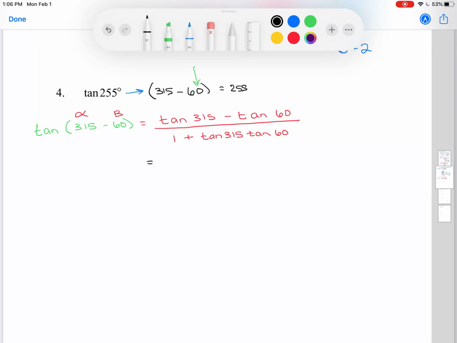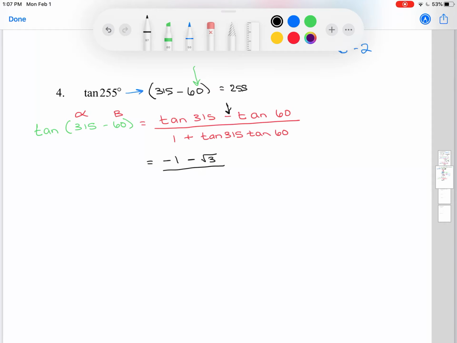Okay. Clean up the pieces straight from the unit circle. So tangent at 315. 315 is a 45-degree reference angle. It's in the fourth quadrant. Tangent is negative in the fourth quadrant, so that gives me a -1.